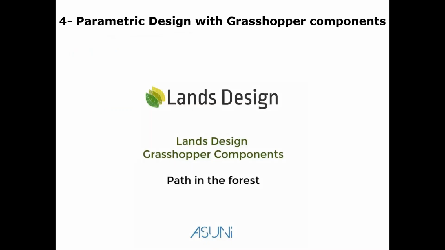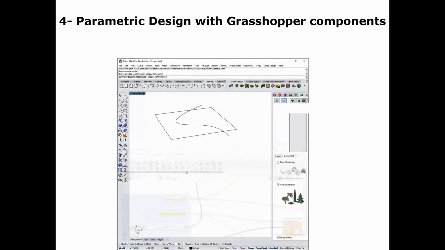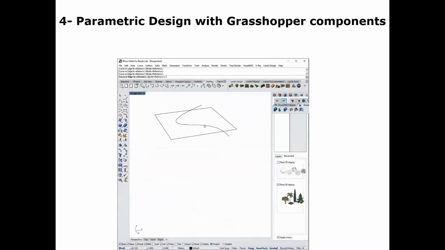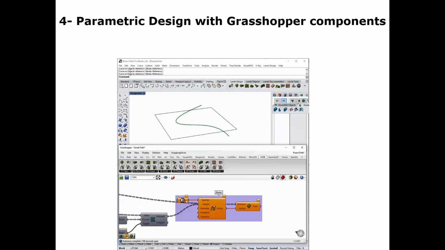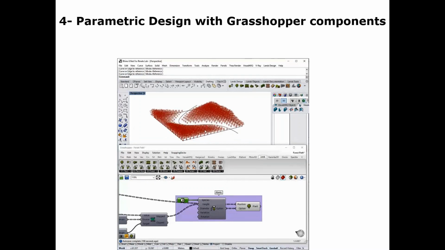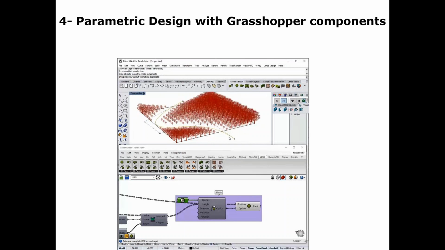This is an example of what you can do with Grasshopper. There is just an area, as you see, a curve and a line in the curve, and this line is used as the path. And we are going to populate this curve as a forest. So as you see, just by selecting a species, you can create the forest that easily.